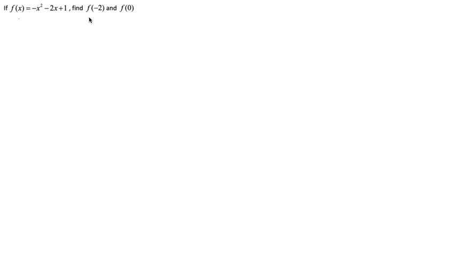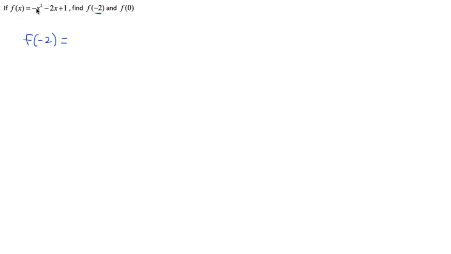So what we want to do with f of negative 2, right? We want to replace every x in the function with negative 2. Let's think about what that means. f of negative 2 means that every single x is going to be replaced with negative 2.